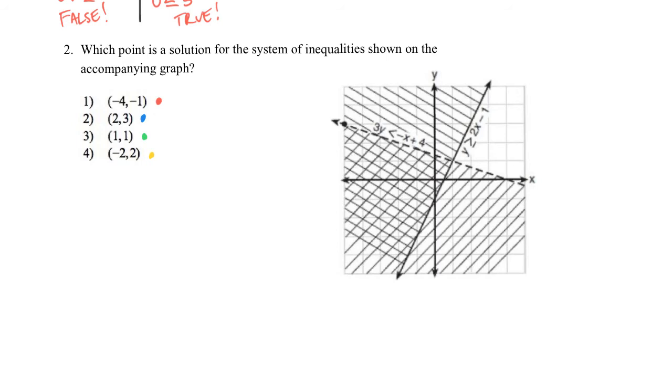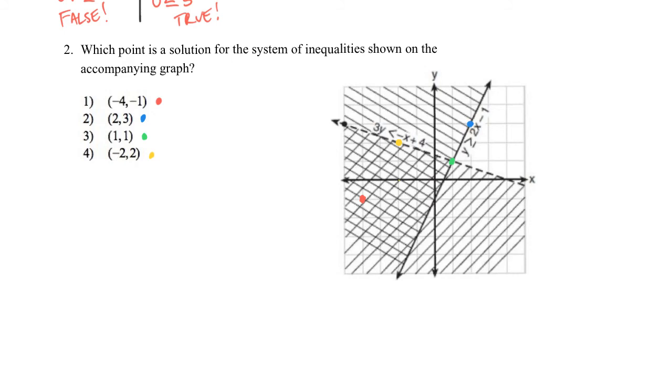Remember that the first number is on the x-axis, and the second number is on the y-axis. So for (-4, 1), I'm going to count 1, 2, 3, 4, and up, sorry, down 1, so -1. So here is (-4, -1). Then (2, 3): I'm going to go right 2 and up 3. So there's the point (2, 3). For (1, 1), I'm going to go right 1 and up 1. There's (1, 1). And then (-2, 2) is going to be left 2 and up 2.